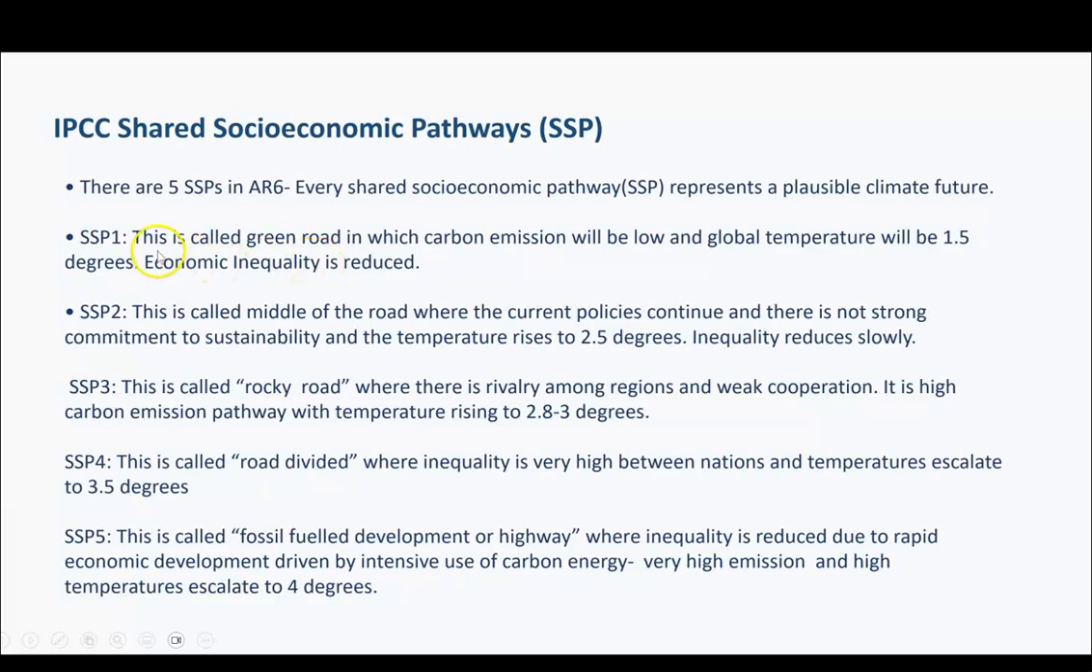So, ladies and gentlemen, these are the features or characteristics of SSP1. It is very important that you should know.